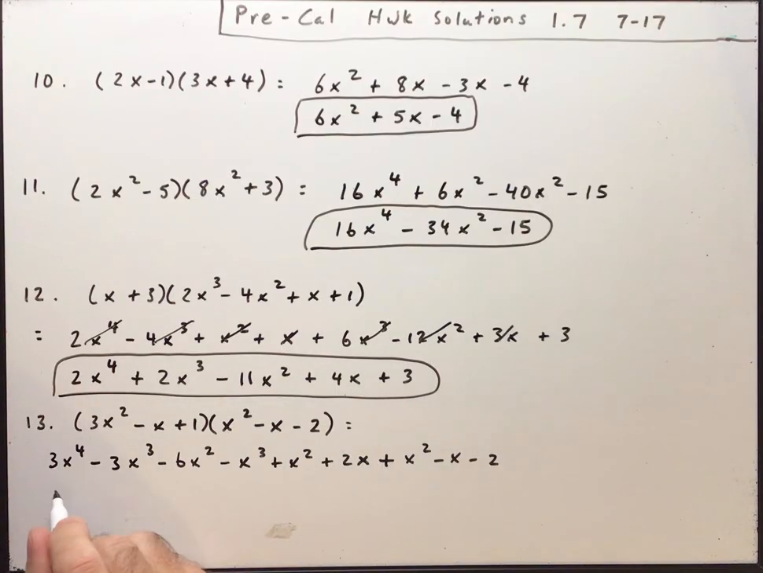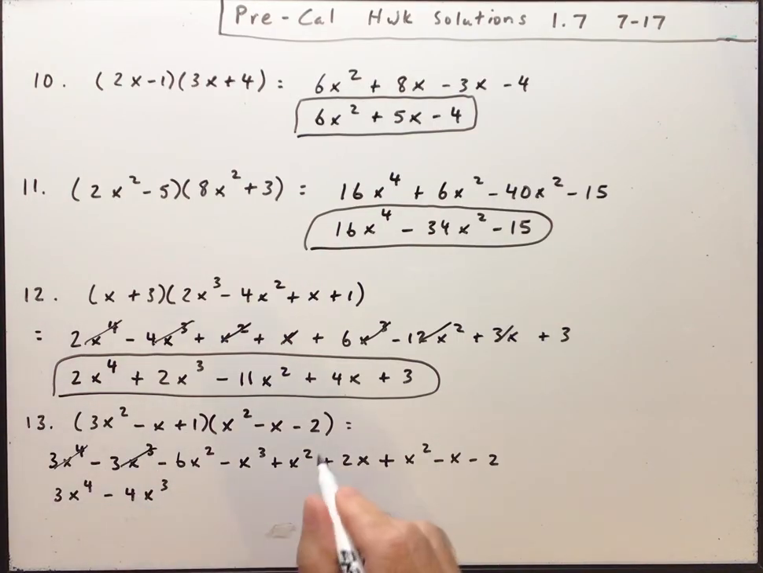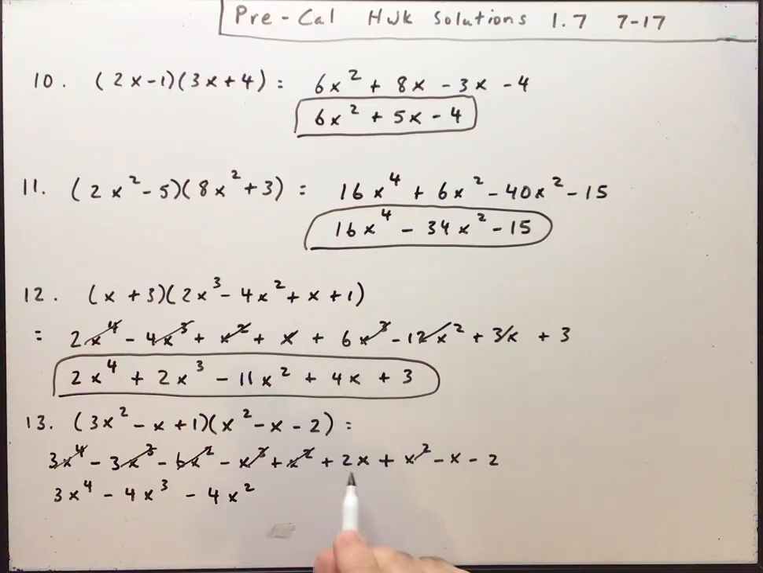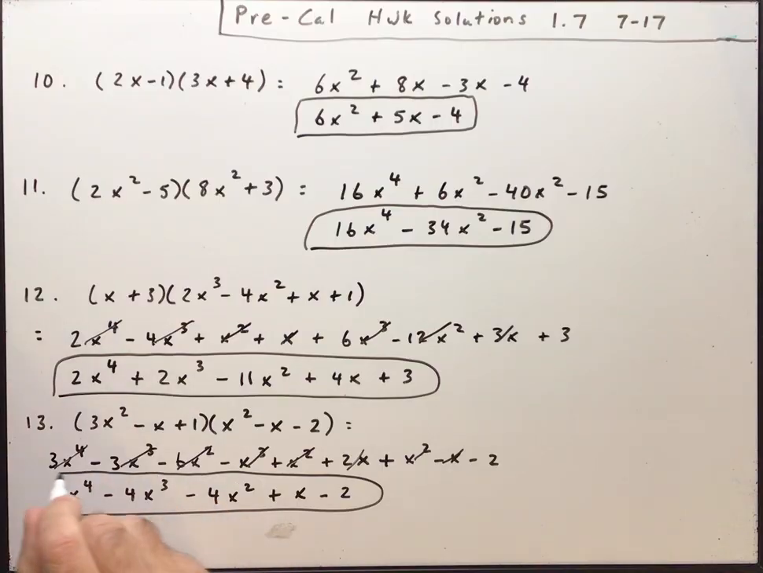So let's combine like terms. There aren't any other x to the 4th terms. So negative 3x cubed, negative x cubed, that'd be minus 4x cubed. Negative 6x squared plus x squared would be minus 4x squared. All right, so we got to combine 3 terms there, and then 2x minus x would be plus x, and then minus 2. All right, so we've got 3 of those jokers on the board. No, more than 3. We've got 4 on the board.